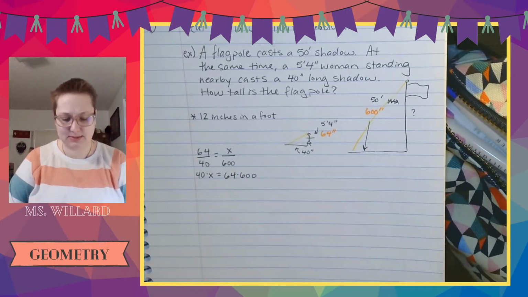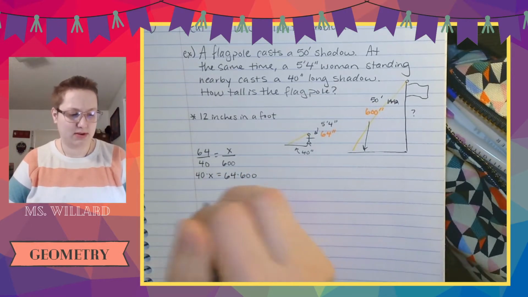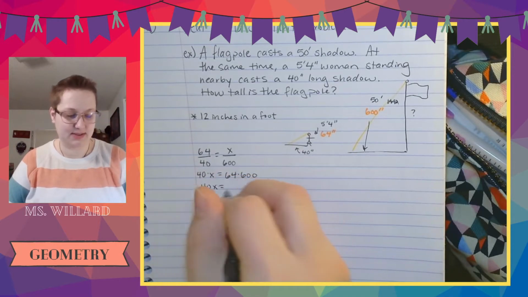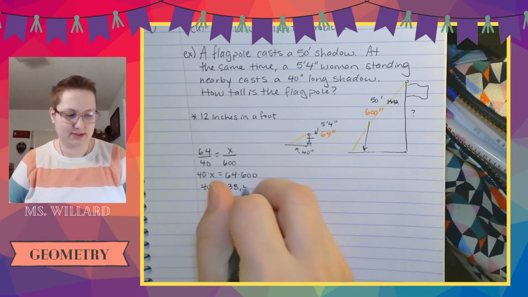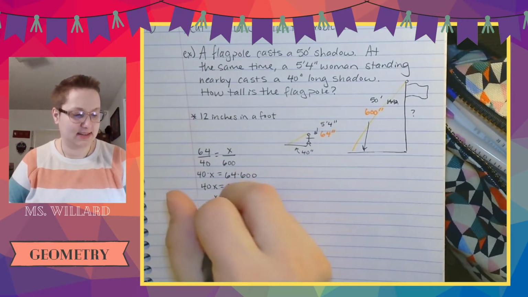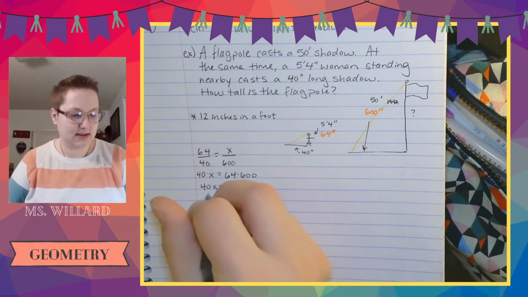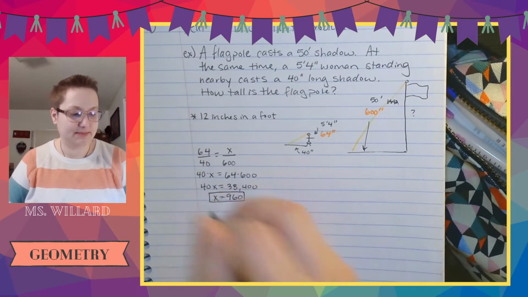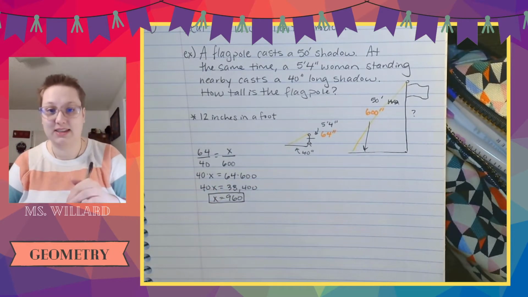I don't know what 64 times 600 is without my head. Of course, 40x equals 38,400. Why didn't I know that? Divide by 40, that is 960. All right, so x equals 960, which is not the final answer.